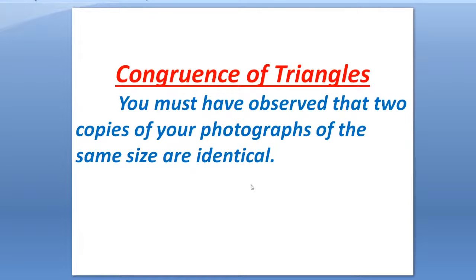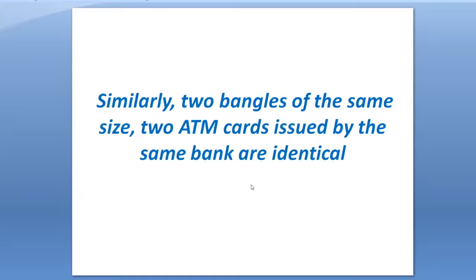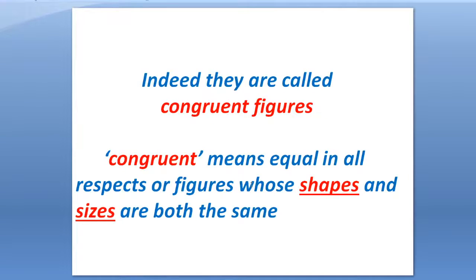Two copies of your passport size photograph are the same and identical, just like this. See here, 2 photos are identical, so congruent figures. Similarly, ATM cards issued by the same bank are identical, and bangles of the same size. See here. Next one, congruent figures.